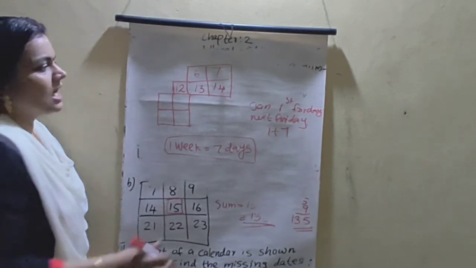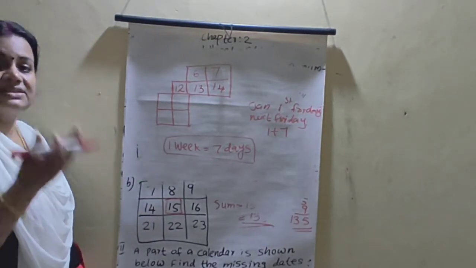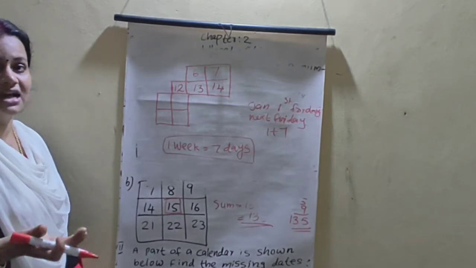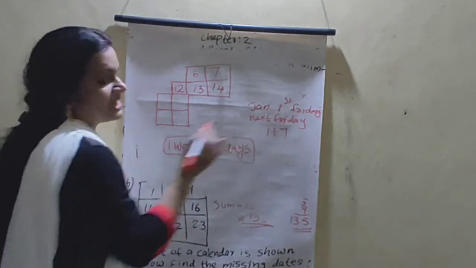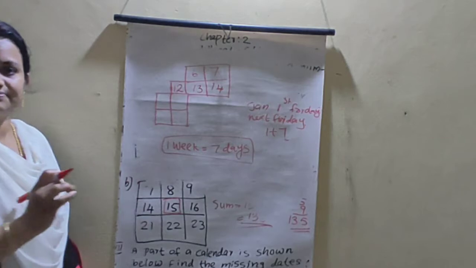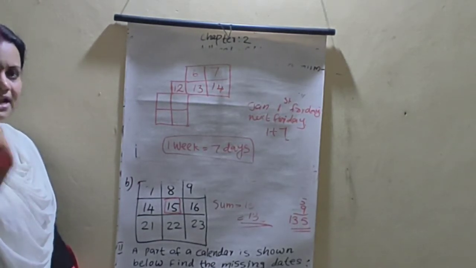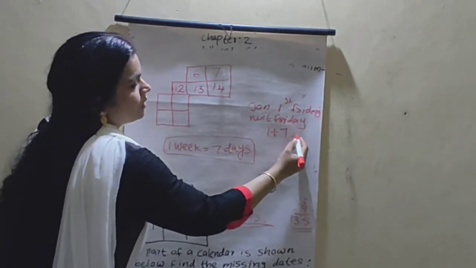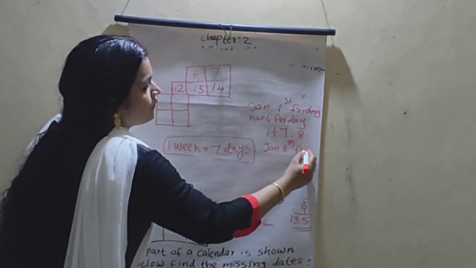Understood? Jan 1st is Friday. Which date becomes the next Friday? How to calculate? First of all, the given number plus 7. This 7 is what? 1 week equal to 7 days. Given number plus 7: 1 plus 7 equal to 8. Jan 8th is also Friday.